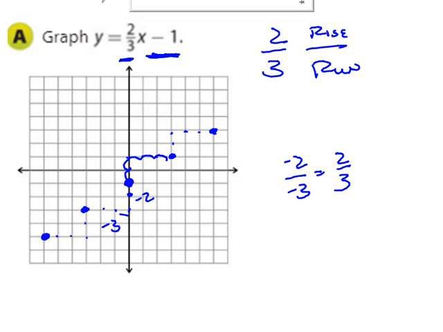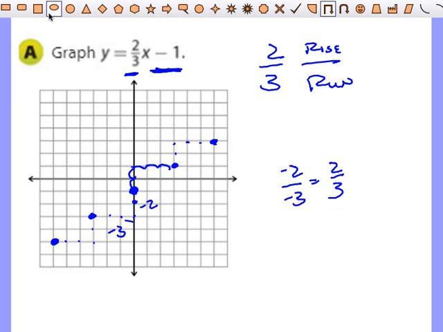Notice how I can keep going, and I continue to make a straight line. As soon as our line isn't straight anymore, we know we did something wrong. There's my line. Up 2 over 3, up 2 over 3, up 2 over 3. I made a positive slope because I'm going uphill from left to right. That's a good check to make sure we didn't mess it up.